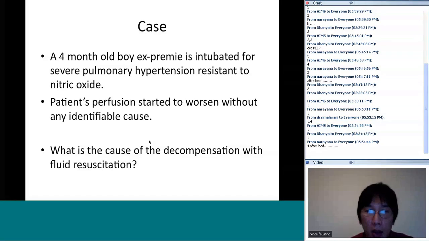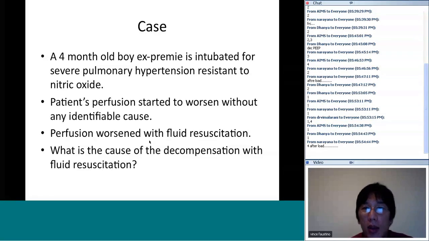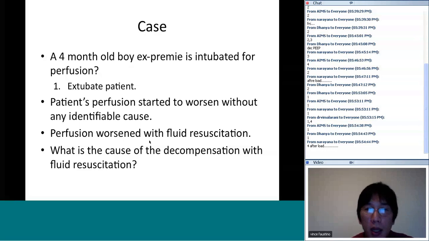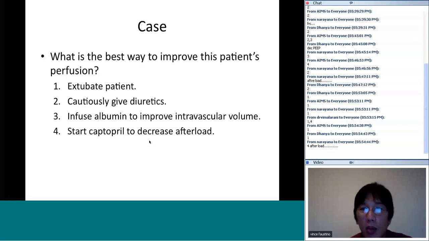Okay, so going back to this patient, a 4-month-old preemie with pulmonary hypertension. What's the best way to improve this patient's perfusion? Extubate patient, cautiously give diuretics, infuse albumin, start captopril to decrease afterload.